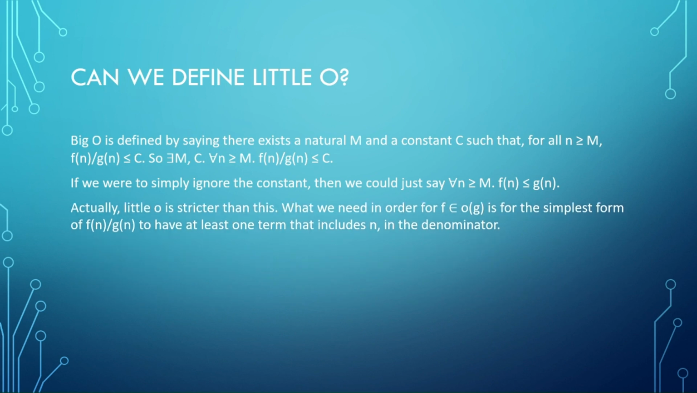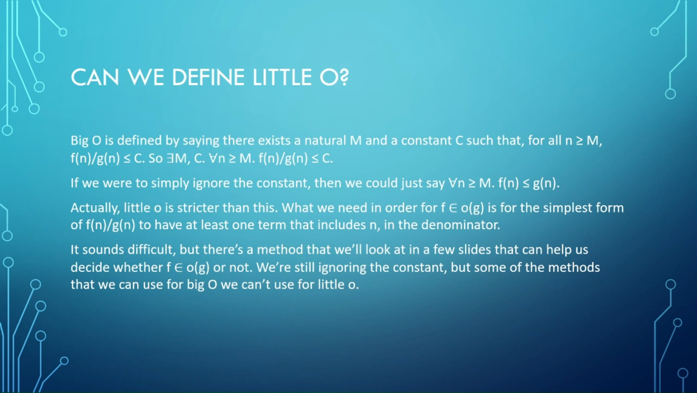What we need in order for f to be of order little o of g is for the simplest form of f of n over g of n to have at least one term that includes n in the denominator. So that sounds a little bit difficult, but there is a method that we'll look at in a few slides that can help us decide whether f is of little o of g or not. So even if it sounds a little bit tricky to conceptualize, we'll look at the method in a couple of slides.